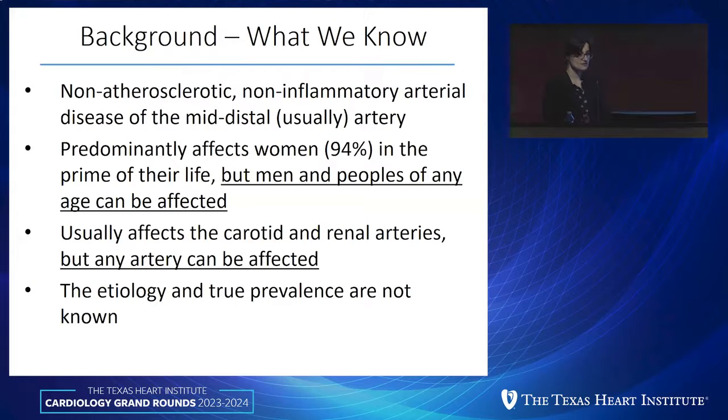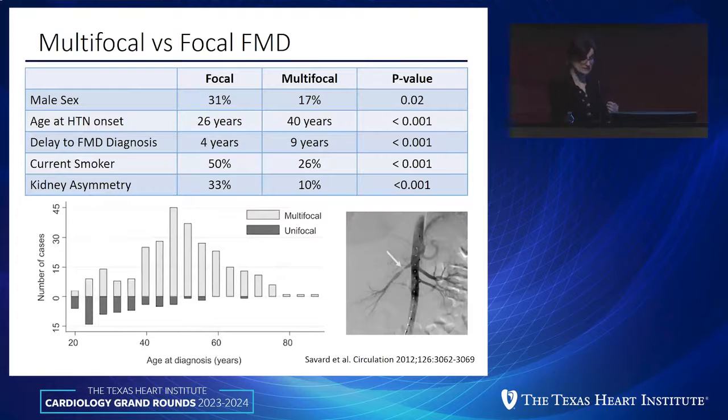So what do we know about this disease? Well, it's non-atherosclerotic, non-inflammatory. It usually affects the mid to distal artery, which distinguishes it from atherosclerosis. Predominantly affects women in the prime of their life, but men and people of any age can be affected. We've diagnosed people as young as 3 days old with renal artery FMD. Usually we'll find it in the carotid and renal arteries, but again, any artery can be affected. And the etiology and true prevalence of this really isn't known, but I'm going to make the argument that it's much more common than you think it is.